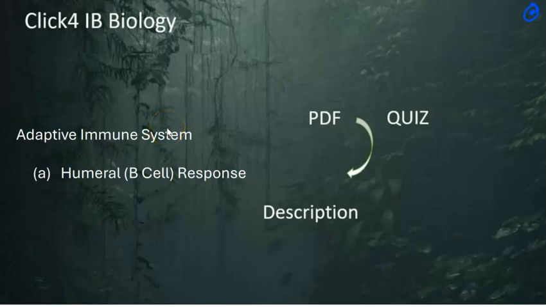We're looking at the immune system in topic C3.2, Defense Against Disease. And now we've moved on to looking at the adaptive immune system, which, as I pointed out, is a response system which is found in the vertebrates only. Now, that response system takes two forms, and in this particular video, we're going to be looking at the humoral response.